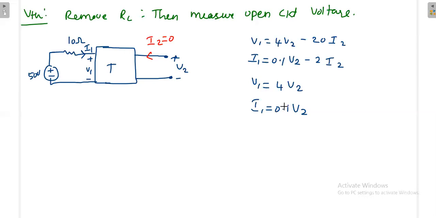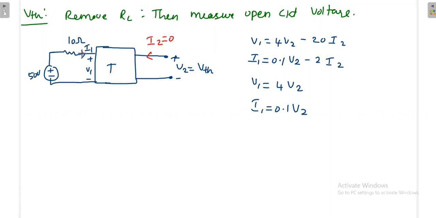So now we need finally V2. Our aim is to calculate V2 because V2 is the same as VThevenin. Once you want to calculate V2, you should know either V1 or I1, because V2 can be calculated from here or from here. So we'll try to find either I1 or V1, or both also we can get. Finally we'll get V2, that is VThevenin.